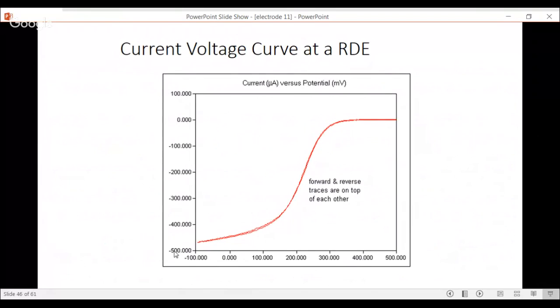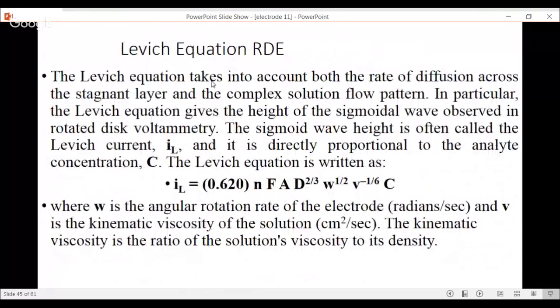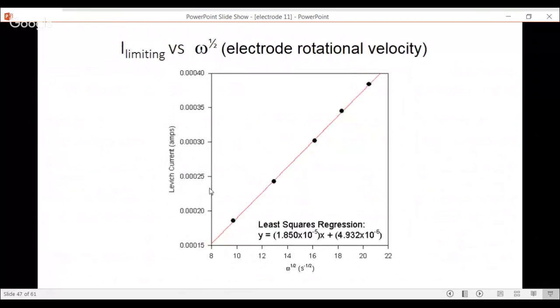So the current-voltage curve at the RDE will be like this. Forward and reverse traces are on top of each other. Okay, there are two curves here. When it is a reversible process, you will get this. So if I were to measure the Levich current as a function of the speed of the rotating disk, omega to the power of half versus I, it should be linear. This is one of the criteria that we should use. The least squares fit we will not worry about. So it should be linear.